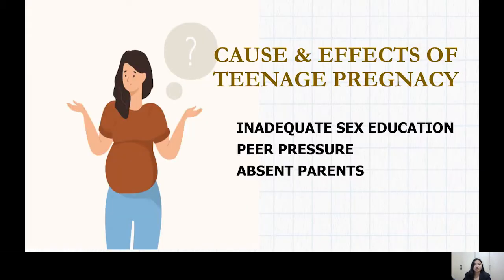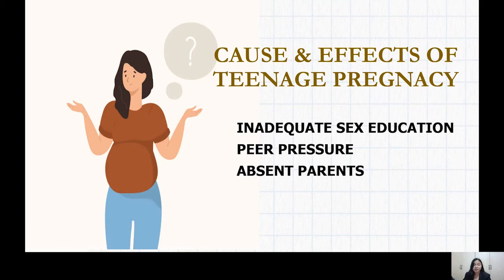Next, causes and effects of teenage pregnancy: inadequate sex education, peer pressure, absence of parents. So the main causes or reasons for the high rate of teenage pregnancies are inadequate sex education and a lack of access to birth control. Some girls do not know that having sex can result in pregnancy or fully consider the responsibility of having children.